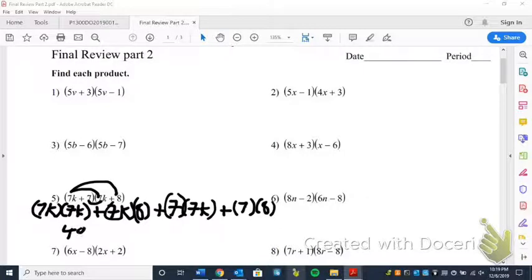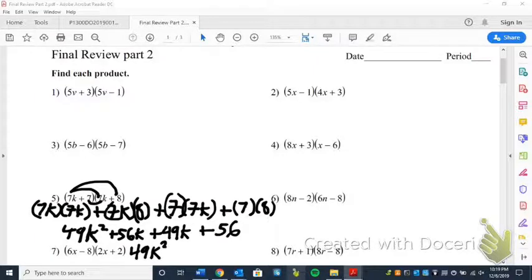Multiply through, that gives us 49K squared plus 56K plus 49K plus 56. Combine the 2 in the middle, we get 49K squared plus 105K plus 56. And that's the answer.